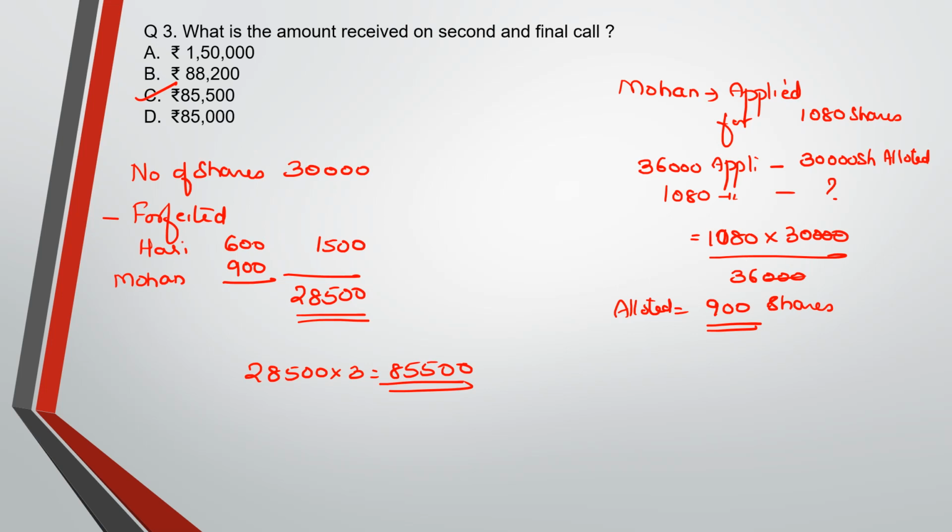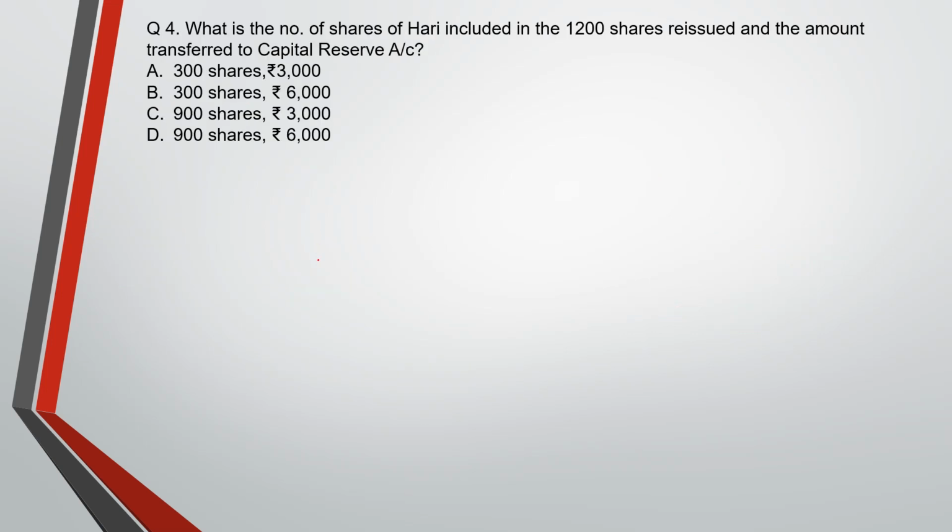The amount was not received from Hari, it was forfeited and cancelled, and Mohan failed to pay, and therefore on his shares also money has not been received. The amount which has been received by the company on the second and final call is 85,500. So I hope how we calculated this is clear. Moving on, there's one more question on the same case. What is the number of shares of Hari included in 1,200 shares reissued and the amount transferred to capital reserve?